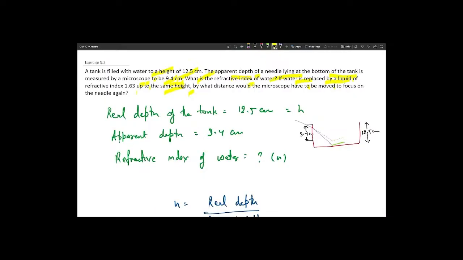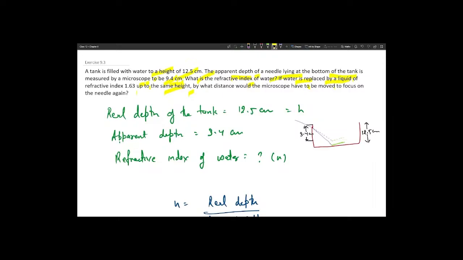This question talks about the apparent height and the real height problem. In this question there is a beaker filled with water at first, and the height of this beaker is 12.5 centimeter, and at the bottom of the beaker there is a needle, and if you see from the top, then the needle appears to be at a depth of 9.4 centimeter. That is the apparent height of this needle when the beaker is filled with water. We have to find out the refractive index of water from the given data.